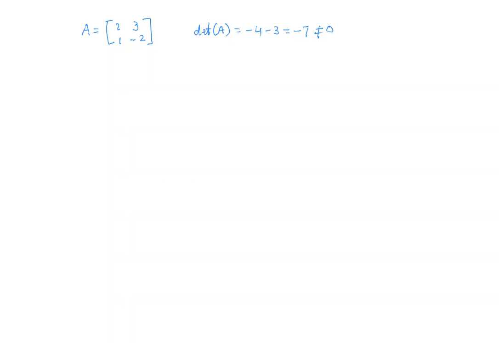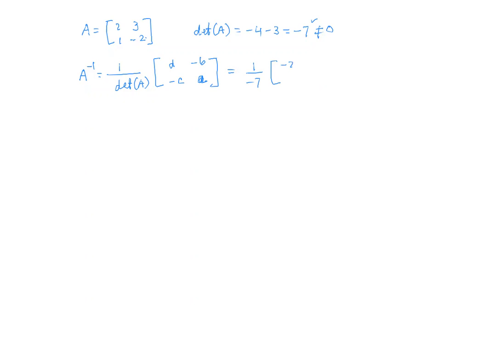Now, finding the inverse is easy. A inverse is going to be 1 over the determinant of A times D, -B, -C, A. We found the determinant is -7, right? So 1 over -7 times D, which is going to be -2.